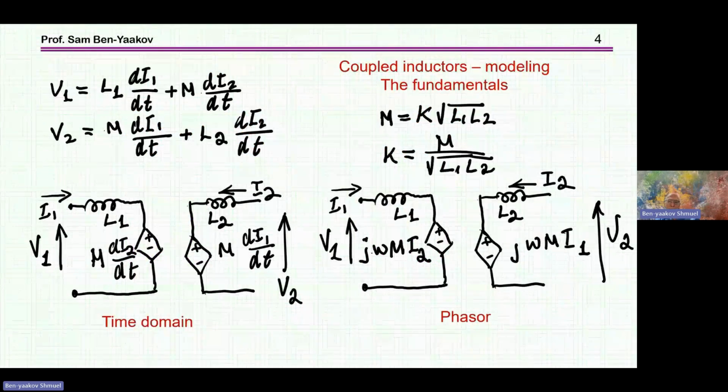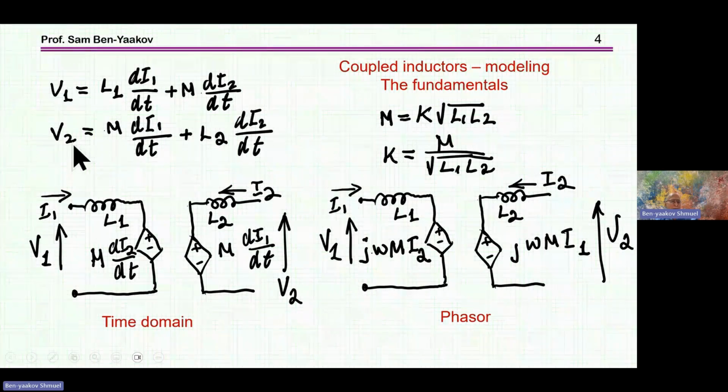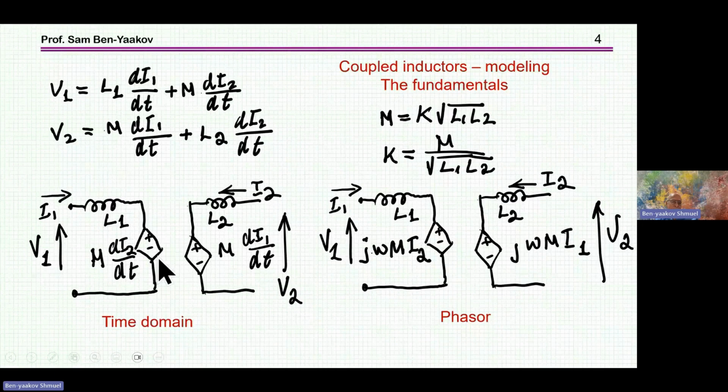Now, very quickly, I'll go over the modeling of a coupled inductor. This is the physics of a coupled inductor, these two equations. What they are saying is that we have an inductor, and then we have some flux, the mutual inductance, which represents the flux coming from the other side. Same thing goes for the other output. And we can translate it into an equivalent circuit that looks something like that.